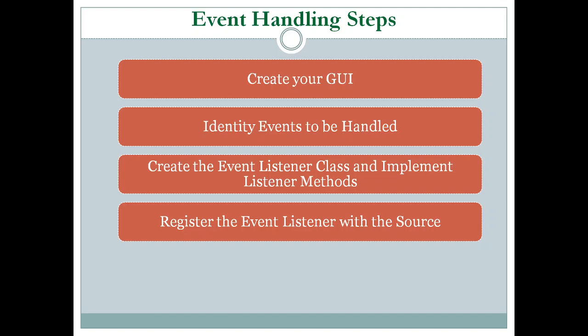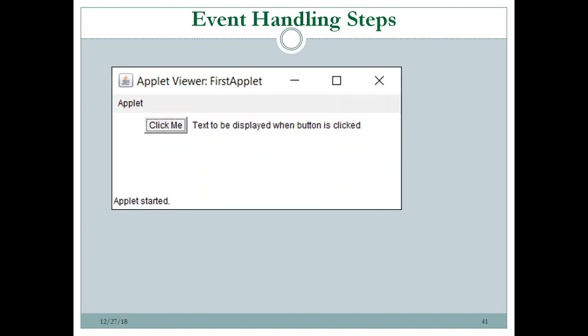Okay, so let us consider this GUI. Let us say I want to create a program like this, and in this GUI we have a button. You can see a button here, and this is a label. In the label we have displayed text. The text says, text to be displayed when the button is clicked. Now what exactly we want to do is, upon clicking this button, we want to display here a message, Hello Java. The Hello Java message is to be displayed.